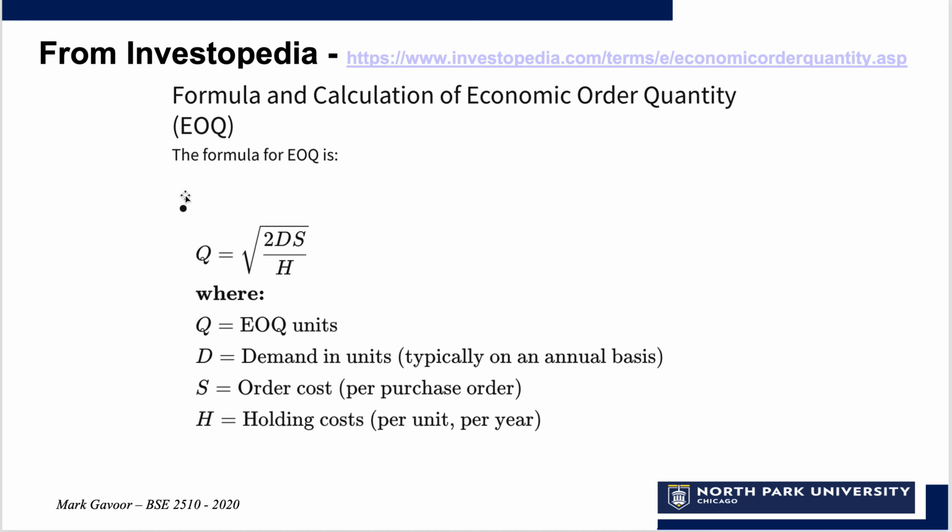So here we go. They're not using the same letters we're using, but that's okay. Q equals EOQ units. D is demand, that's the same. S is the order cost, which is C sub O in the other one. And holding cost is H, which is C sub H in ours, per purchase order, per unit, per year. And you solve this and you get your economic order quantity.